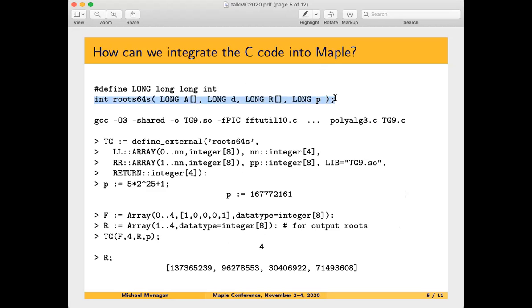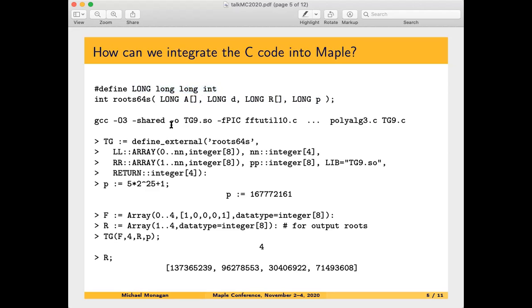In my C code, I have a subroutine called roots64s, which computes the roots. The input is the array A of coefficients of the polynomial, that's the coefficients of f of x, the degree of f of x, another array for storing the roots, that's the output array, and the prime. And here, long is shorthand for long int. This is a 64-bit signed integer. So the code supports primes up to size 63 bits.